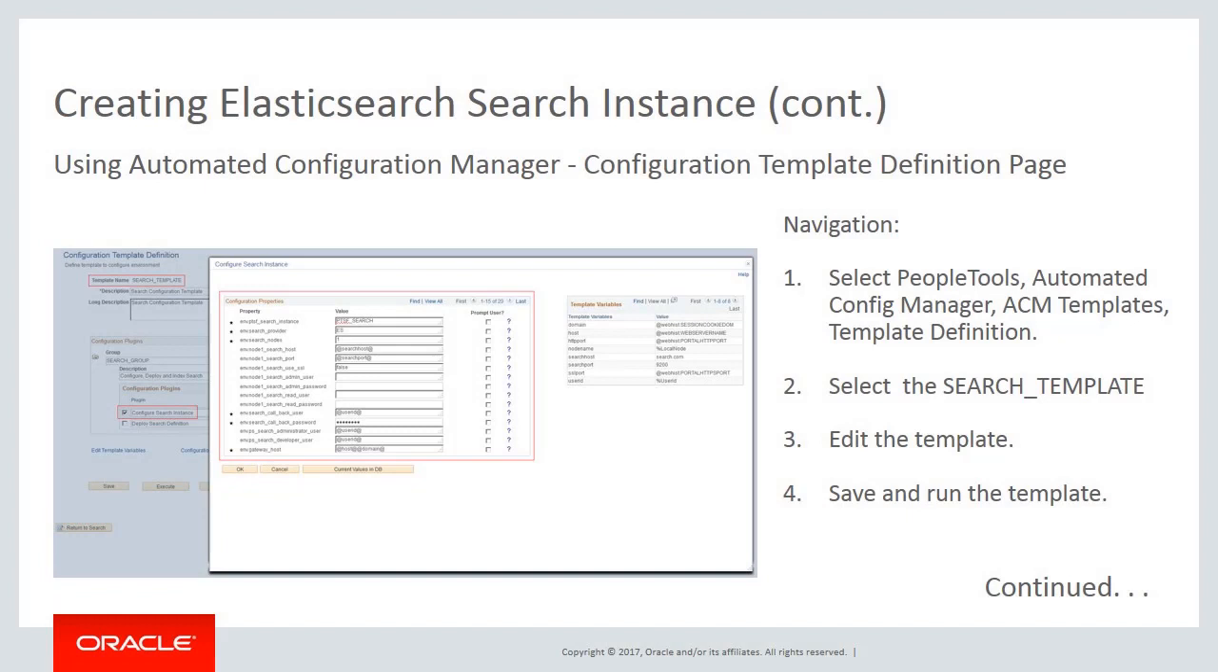This example shows the Automated Configuration Manager configuration template definition page with the search_template selected. The delivered search_template consists of two plugins. Configure Search Instance. In this plugin, you specify the configuration properties for a search instance, and Deploy Search Definition. In this plugin, you specify the deploying and indexing of search definitions and categories. The properties of the plugins are discussed in the following demonstration.